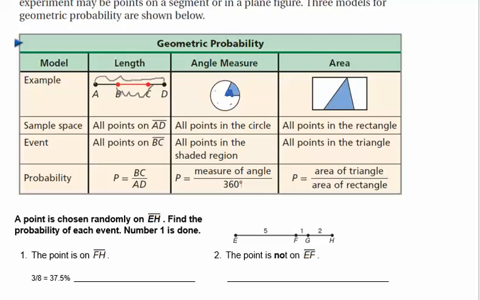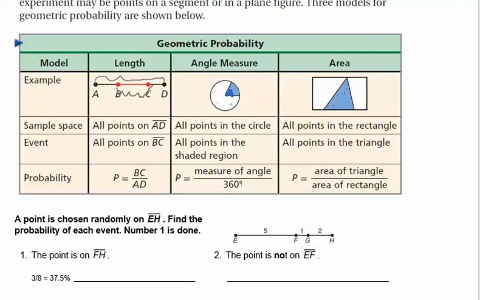And then the third type is when we're looking for the area. So there'll be a larger sample space, in this case it's a rectangle, and then they'll give you a smaller figure and we want to know what's the probability that it'll land in this smaller figure, this triangle, out of the whole sample space, which is a rectangle. So you need to find the area of the triangle, you need to find the area of the rectangle, and then write and simplify the ratio of those two areas.